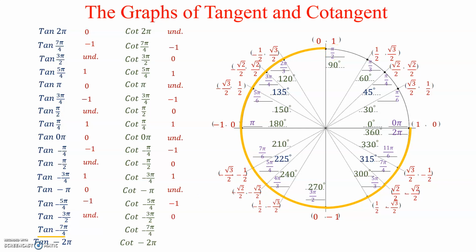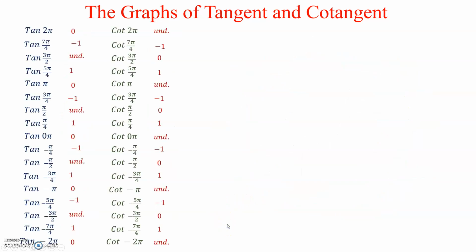Two more stops. Now, negative 7 pi over 4 puts us at the same place as pi over 4. When we divide the y and the x, we get 1, and when we divide the x and the y, we also get 1. Last stop, negative 2 pi takes us to the same place as 0 pi. Using the coordinates 1 and 0, y divided by x is 0, and x divided by y, undefined. So when we look at these values, we see this pattern of 1s, 0s, negative 1s, and undefined. So let's see what that gives us.